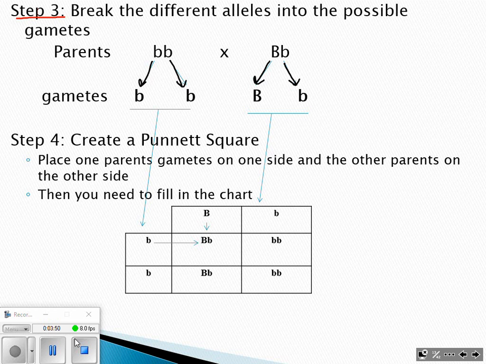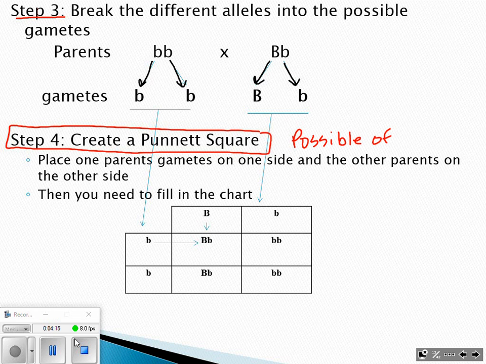Does that make sense? Again, when meiosis halves the genetic information, you might get a chromosome with a little b, or you might get a chromosome with a big B. We don't know. However, we can use this Punnett square, which kind of looks like a tic-tac-toe board, in order to determine what the possible offspring are. So, possible offspring.